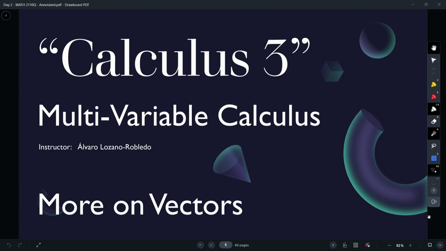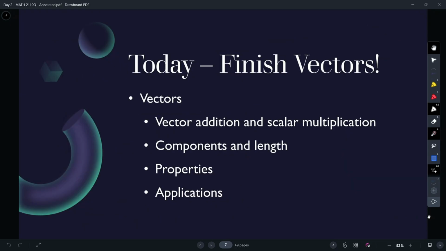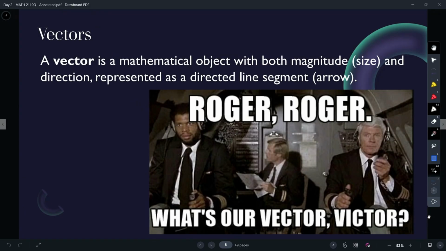Welcome back to Calculus 3. So today I have to finish up vectors. Remember that we started learning about vectors, and we already did a few things. Remember that a vector is some mathematical object that has two characteristics. It has a direction, and it also has a magnitude. So the length of the vector and the direction of the vector is everything that a vector has.